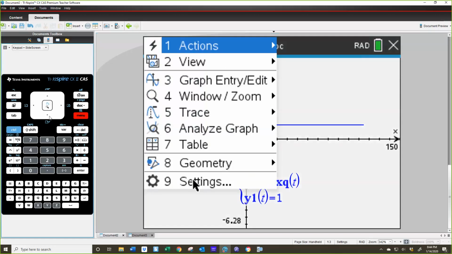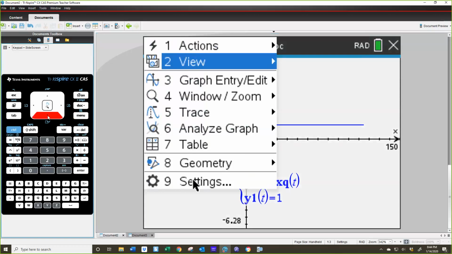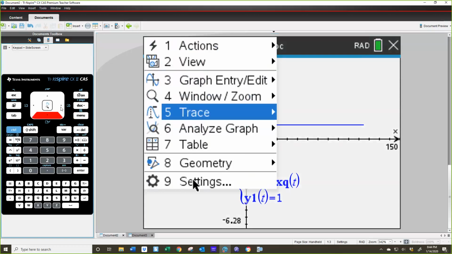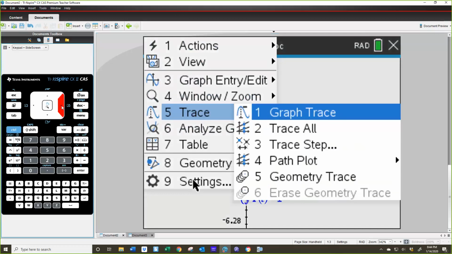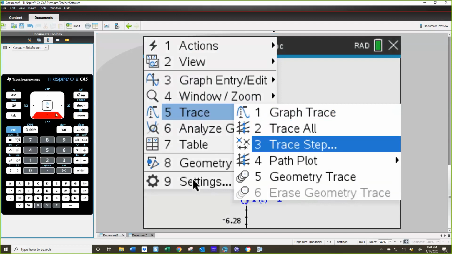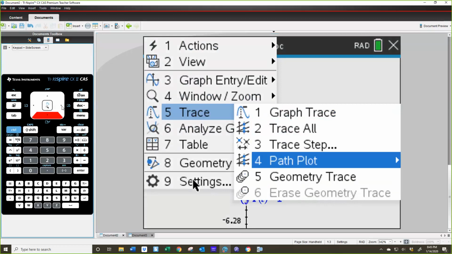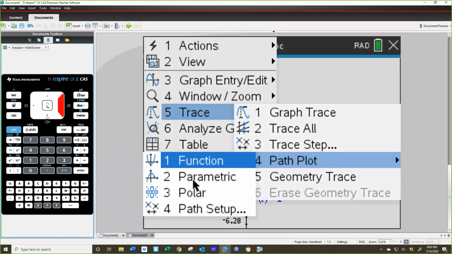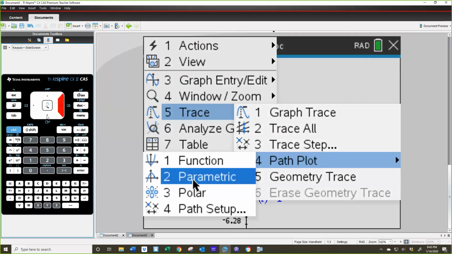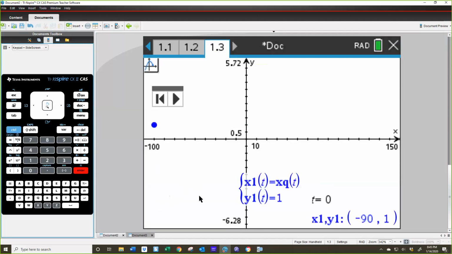If you go down to Trace, and of course we've got more menu items here, so click to the right. You will notice that there's now something called path plot. So I'm going to go down to path plot, and open it. And we are in parametric mode, so I'll go to parametric and hit enter, and we actually get like a play button. And you notice that here's our particle.